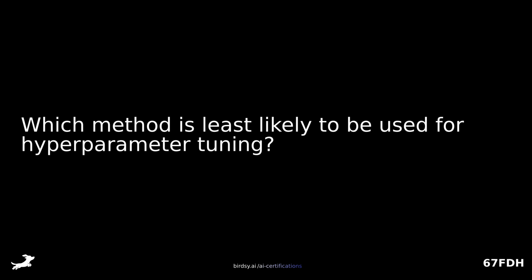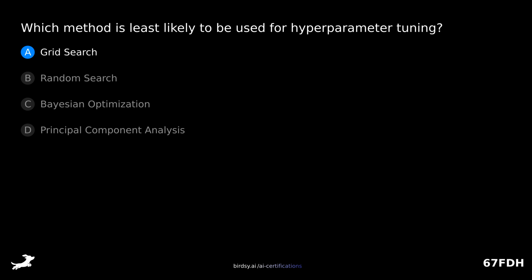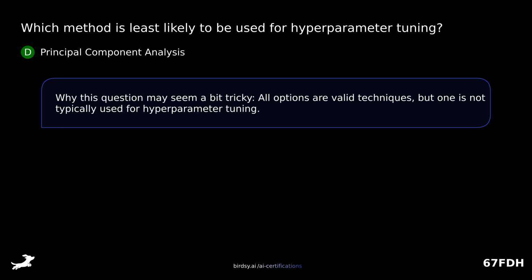Which method is least likely to be used for hyperparameter tuning? Is it A, grid search, B, random search, C, Bayesian optimization, or D, principal component analysis? The answer is D, principal component analysis. Why this question may seem a bit tricky. All options are valid techniques, but one is not typically used for hyperparameter tuning.